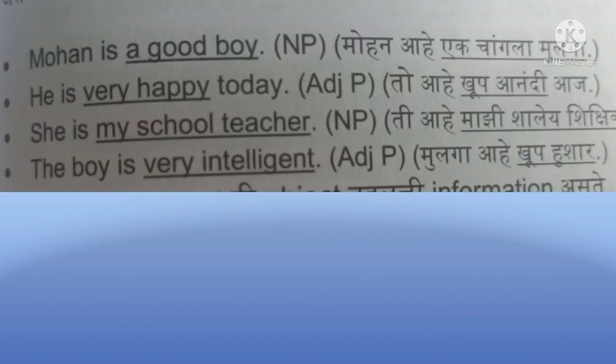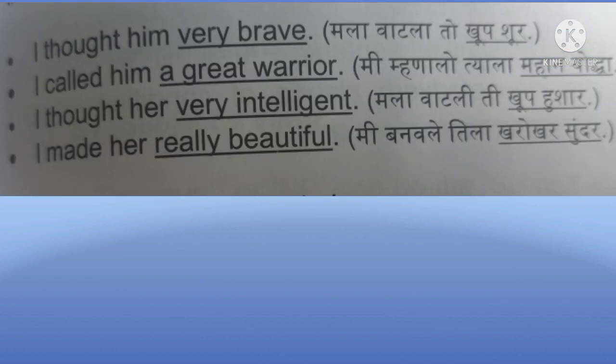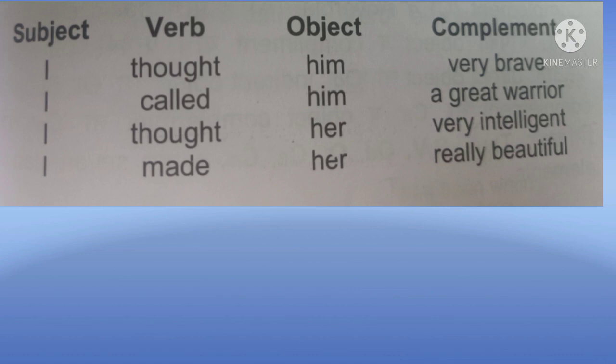Mohan is a good boy. He is very happy today. She is my school teacher. The boy is very intelligent. All the underlined words or groups of words are subject complements in these sentences. Similarly, the underlined words or groups of words in the sentences, I thought him very brave, I called him a great warrior, I thought her very intelligent, and I made her really beautiful, are examples of object complement.